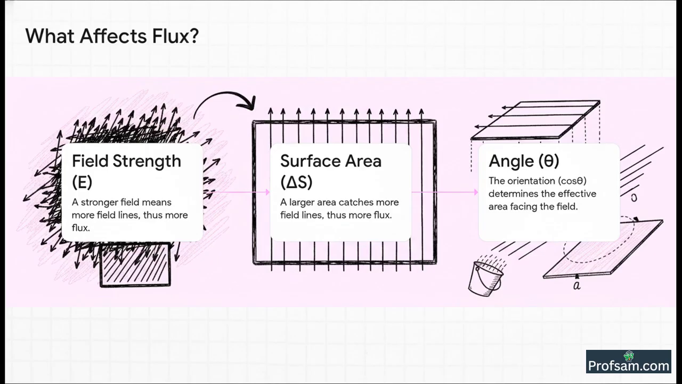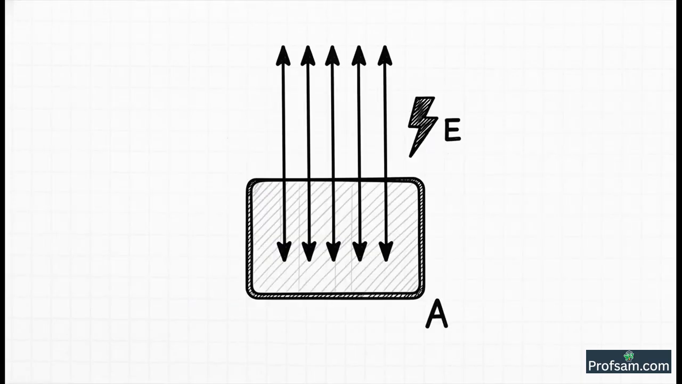This is our tilting factor. It tells us how well the area is lined up with the field. All right, enough theory. Let's make this crystal clear with a super simple numerical problem. Imagine we have a uniform electric field of 10 newtons per coulomb, and it's passing perpendicular to a flat surface that has an area of 2 square meters. The question is, what's the electric flux?